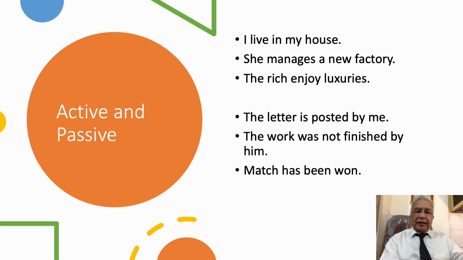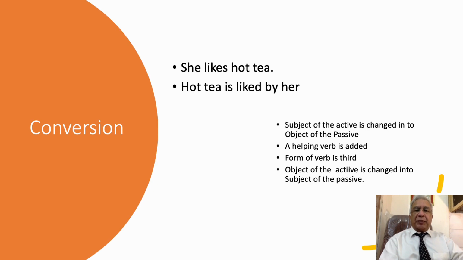Let's go and see what kind of process happens in the conversion of one active into passive. For example, see, she likes hot tea. Now, the sentence is active because she is in the beginning and the verb form is according to the tense. Hot tea is liked by her. The hot tea is in the beginning, it's passive voice, and liked is the third form of the verb in this passive sentence.